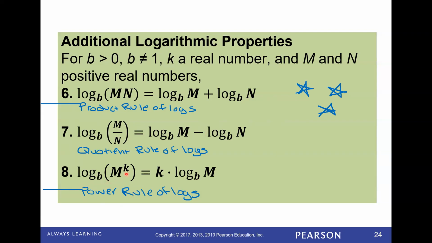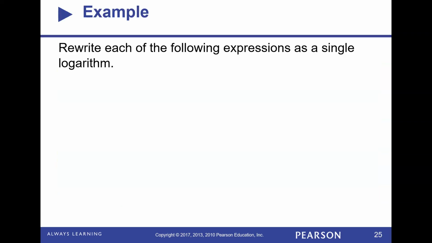Okay, and the last one is the power rule. Basically, if I have a power up here, we can take that power and pull it down to the front and multiply it by the log. And that's the power rule of logs. Again, 3 stars, very important to know that these are going to come back and they're going to be needed over and over and over. So we're going to start by just practicing a little bit of rewriting. So here are 2 problems here.